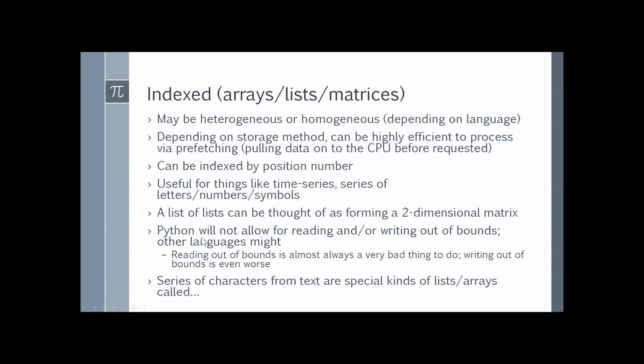Python is very strict about reading and writing out of bounds of your matrix. And this is really important because if I make a 10-element list and I ask for the 11th element of a 10-element list, Python will actually throw an error back at me saying I've read outside the bounds of my list and I made a mistake.